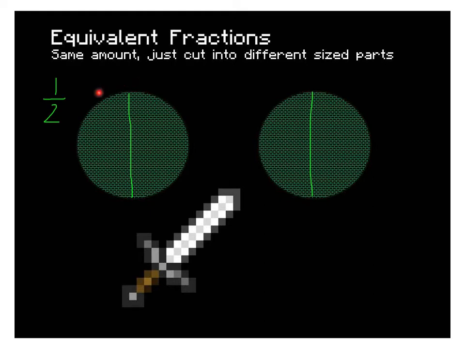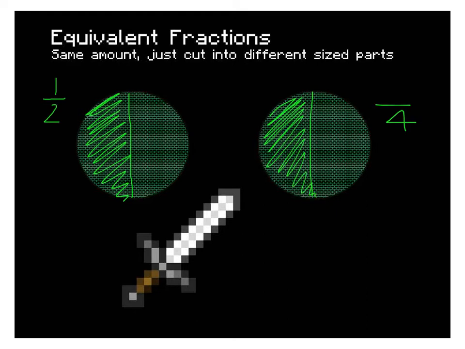So let's look at our first circle. Our denominator is 2, so that means that it has been cut into 2 equal parts. And if I want to have 1/2, I'm going to go ahead and just shade in 1/2 of that. So that's one of those 2 parts. Now, if I want to know how many fourths that would be equivalent to, we can look at that on this fraction over here. So I'm going to shade in one of the 2 parts on this circle. So I am starting with 1/2.